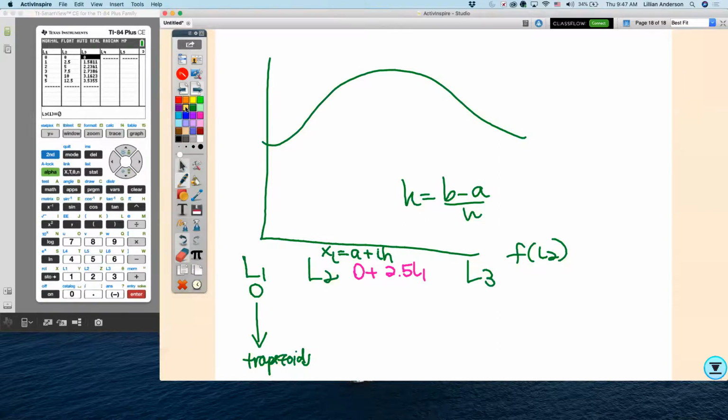How are you finding H if it's H that you need at the bottom? H is, that's an N. That's an N. Oh, okay. This is an N. And that represents your number of trapezoids.